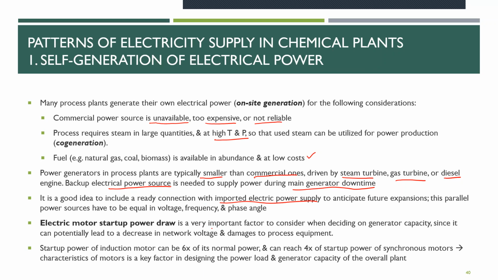And the electric motor startup power draw is also very important to consider when deciding on the generator capacity. We need to know what generator capacity must be supplied in order to fulfill the electrical power demands of the chemical industries, since the startup can potentially lead to a decrease in network voltage as well as damage to process equipment. For example, if we develop new technologies or a novel process in the industries, we need to do the startup. The startup power of an induction motor can be four to six times the normal power, compared with synchronous motors. So we need to consider the characteristics of the motor in order to design the generator capacity as well as the power load of the overall plant.